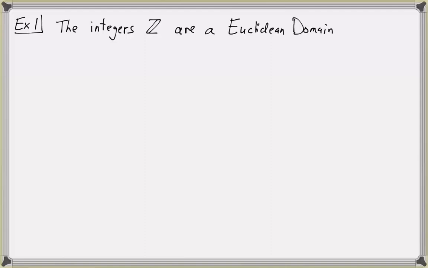Again, our quintessential example of a Euclidean domain is the ring of integers. The integers are a Euclidean domain, and we're going to abbreviate Euclidean domain as capital E, capital D. And the norm on the integers is N of a equals the absolute value of a. So it's just the usual absolute value.